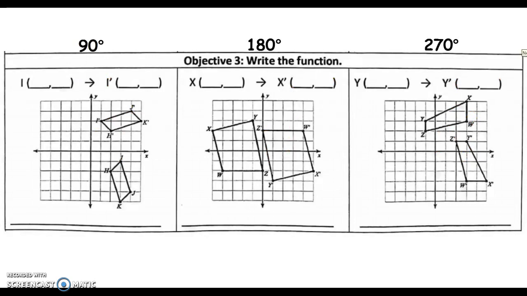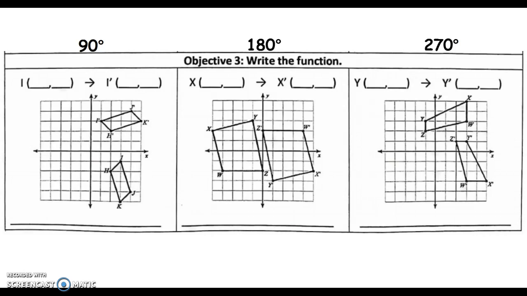And lastly, objective 3, writing the function. So on this handout, it's pretty clear what the function is because it's right at the top of your paper. But what I'm going to show you how to do is the process to figure out the function. Because on your practice handout, they're going to all be mixed up and you're not going to know whether it's a 90, 180, or 270. So I'm going to show you what to do when you just don't know.